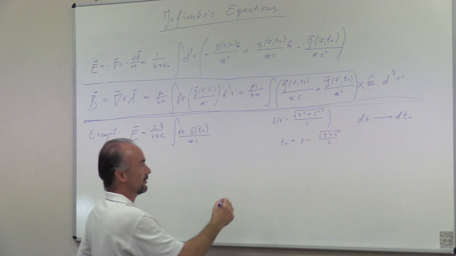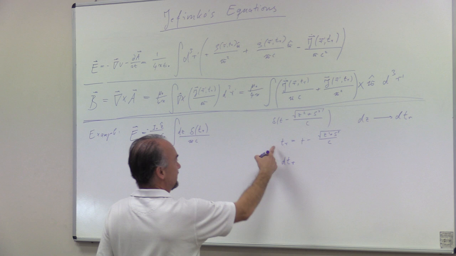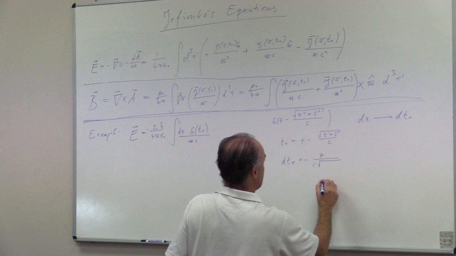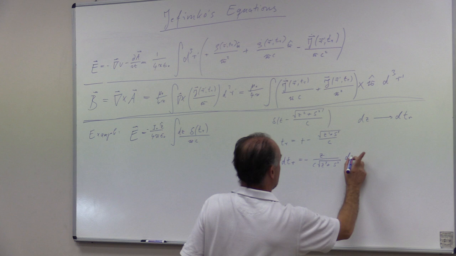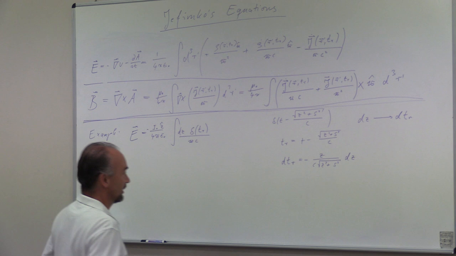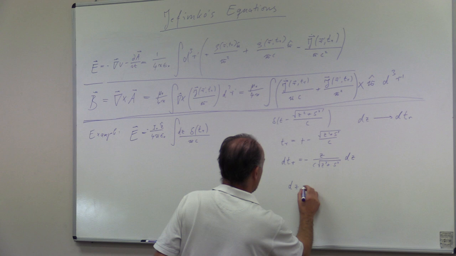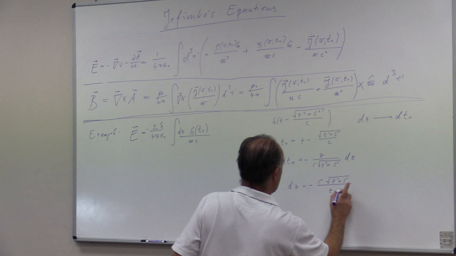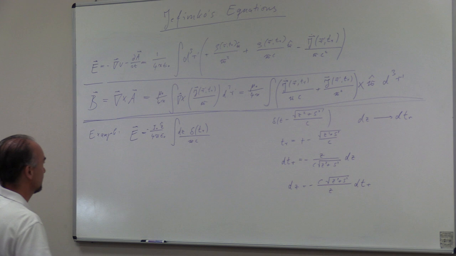So we have to convert the integration in dz into some integration over retarded time. That means we need to take the derivative, dtr, which is minus z over c times the square root of z squared plus s squared, since the rest doesn't depend on z. Just take the derivative of this function, 2z over twice the square root. So that means the dz that we have here is minus c times the square root of z squared plus s squared over z dtr, right?